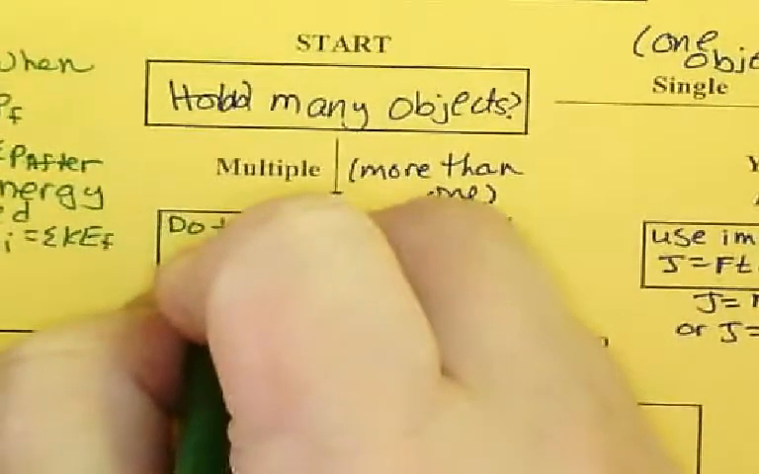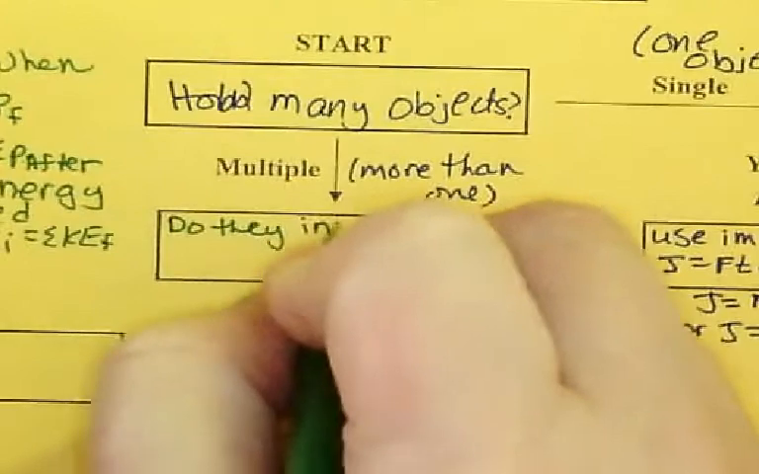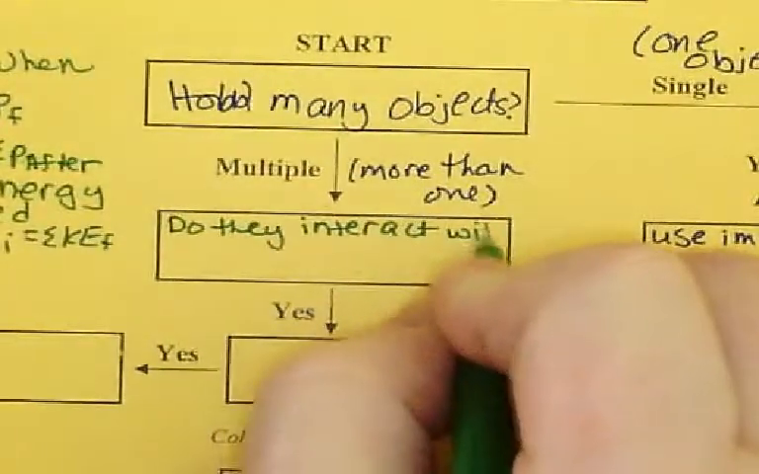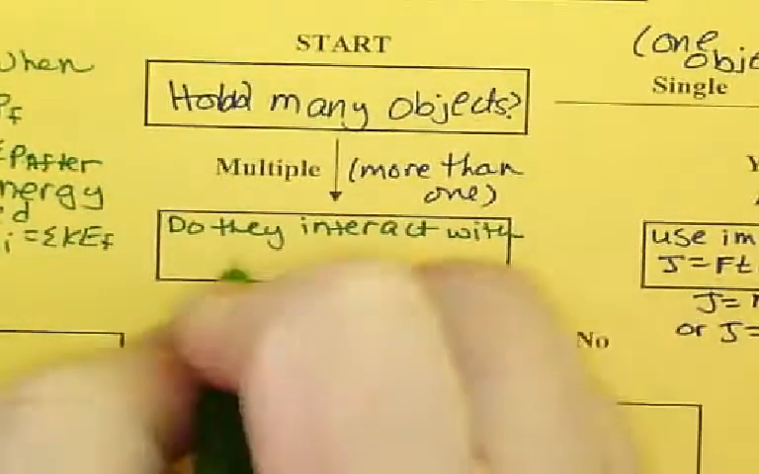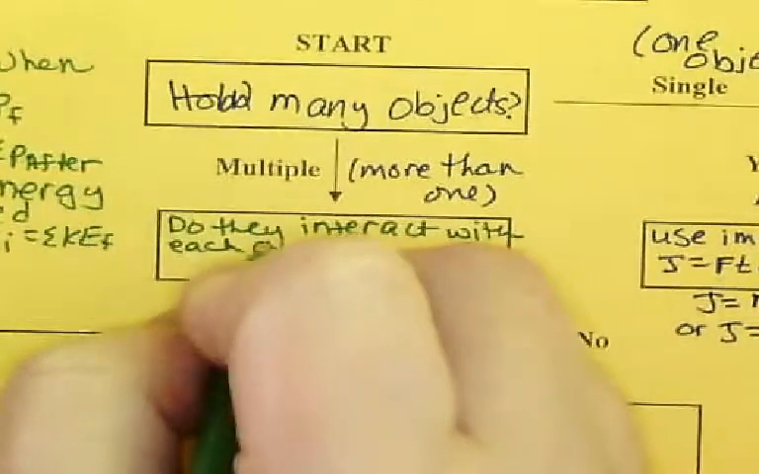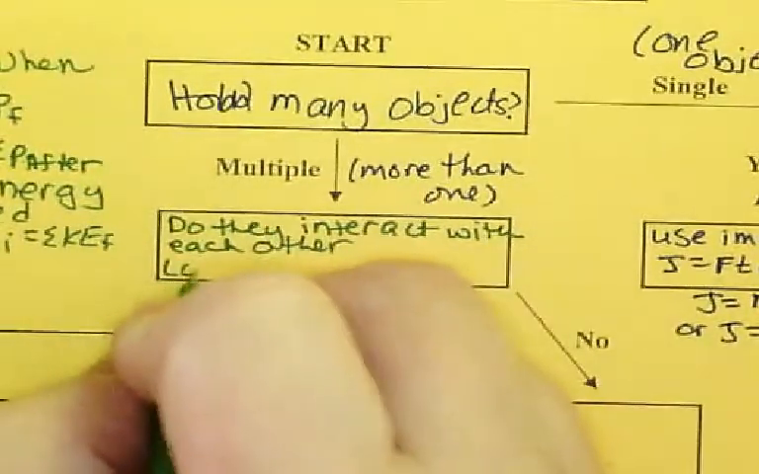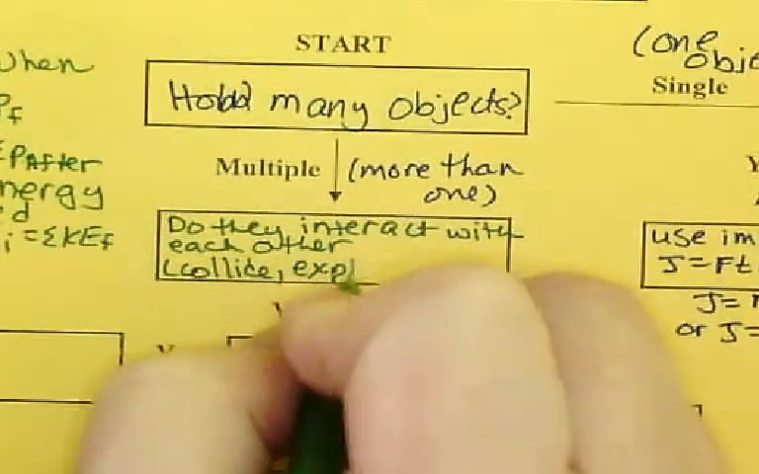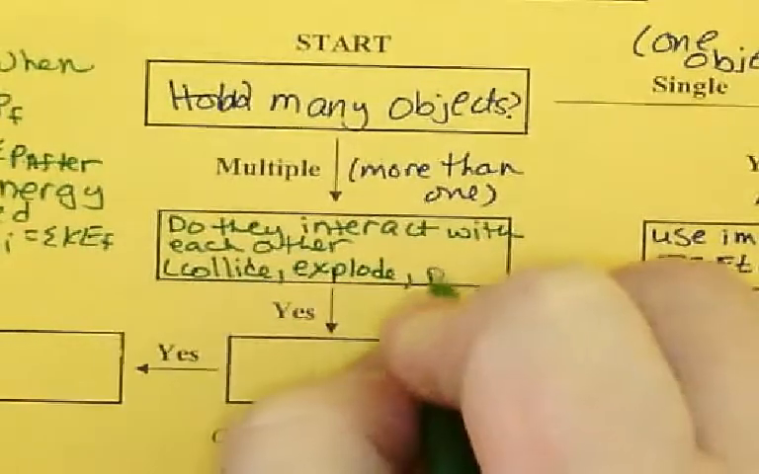So if you have a bunch of objects, do they interact with each other? In order to interact with each other, they need to have some sort of collision, or they're pushing off from each other. So they collide, or they explode, or they push off.